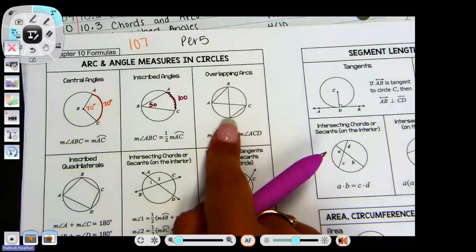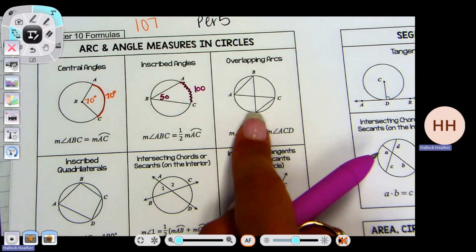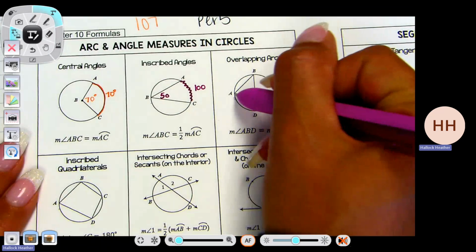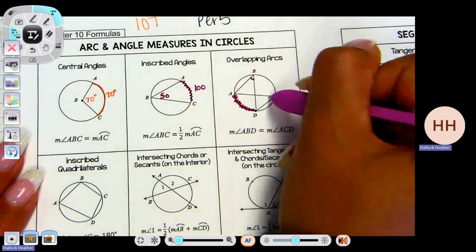Arcs are not that serious. They probably won't be on the test. They probably won't be on the EOC. But the key with overlapping arcs, if they open up to the same arc, so like AD, basically the angles are congruent to each other.